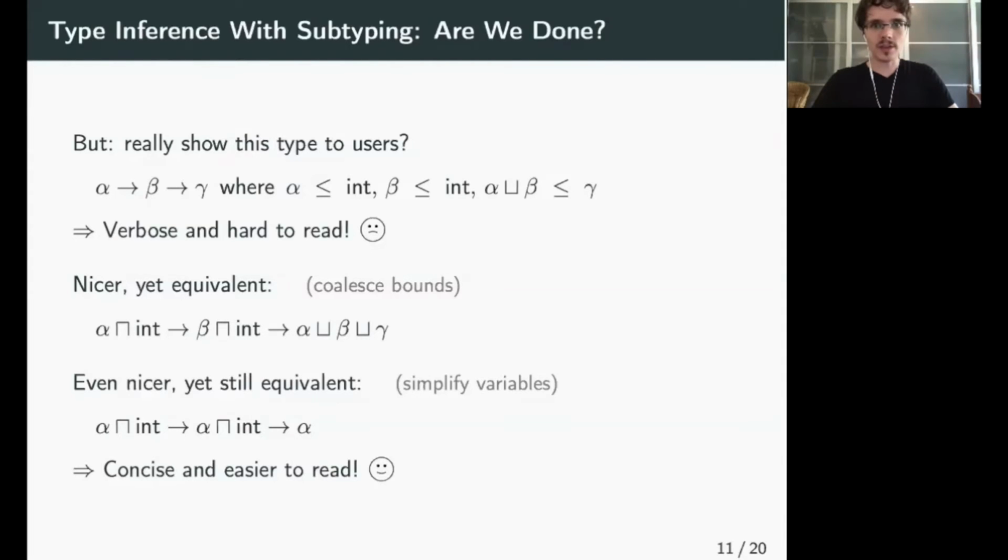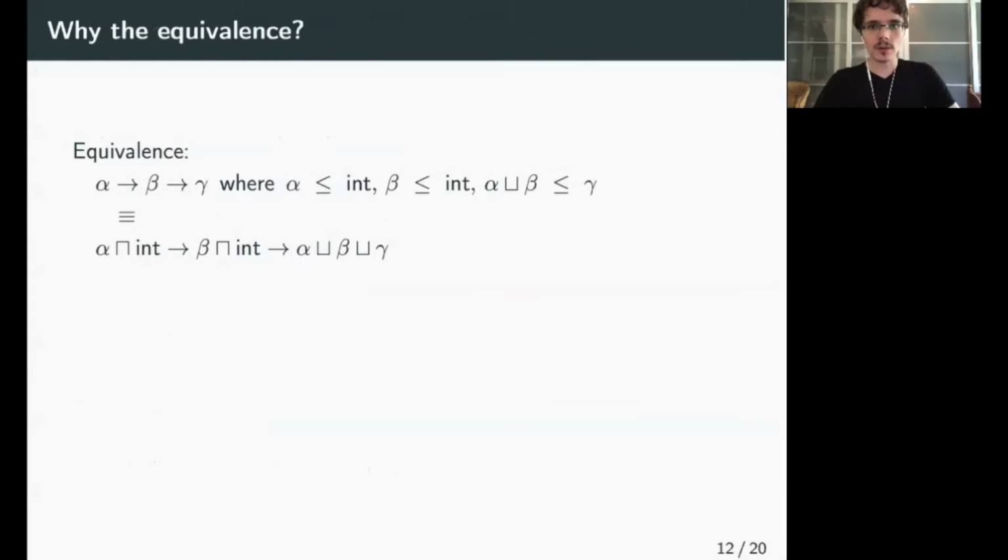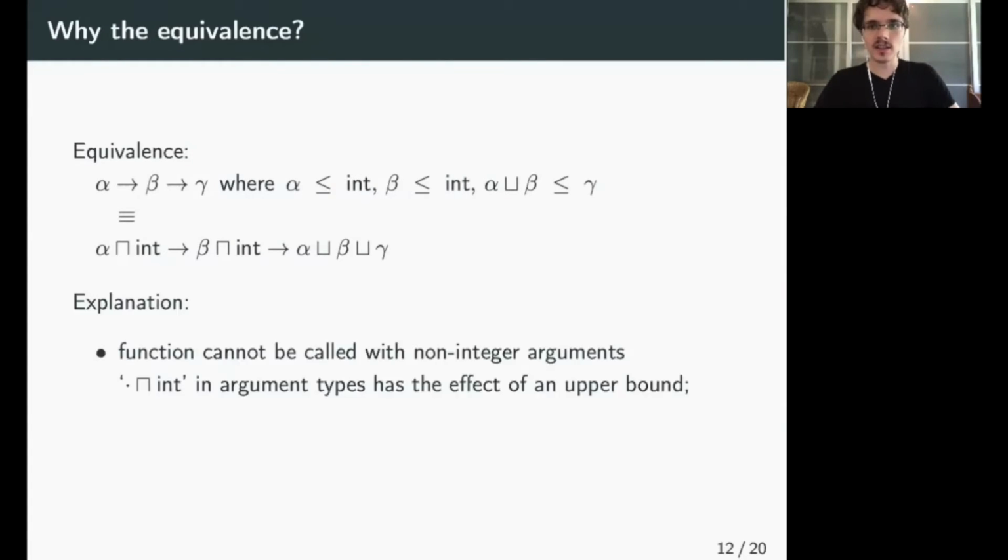Both of these simplifications leave us with a type that is equivalent to the original unsimplified type, despite not featuring the same number of type variables. To understand why that is correct, let us first consider the first simplification. The main insight here is that type intersections can act like upper bounds to type variables, as long as they are added to all the negative occurrences of that variable.